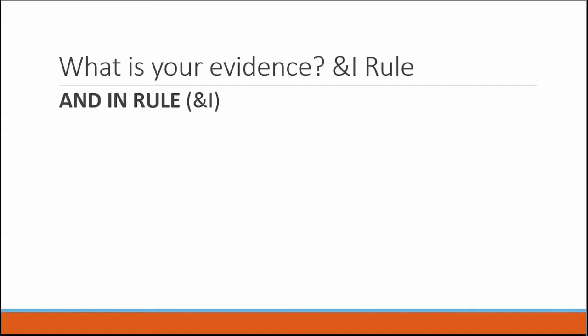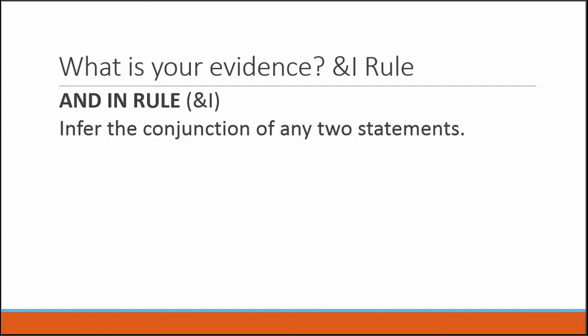And in rule. And in rule states, infer the conjunction of any 2 statements. It's that simple. From any 2 statements, you can infer the conjunction. You can infer the statement that connects the 2 statements with the word and. You literally put an and in between any other 2 statements.